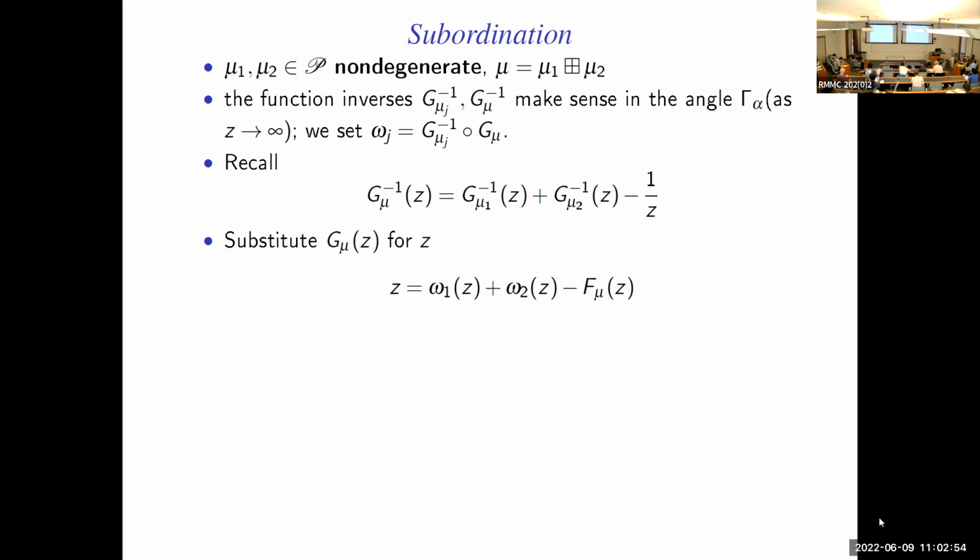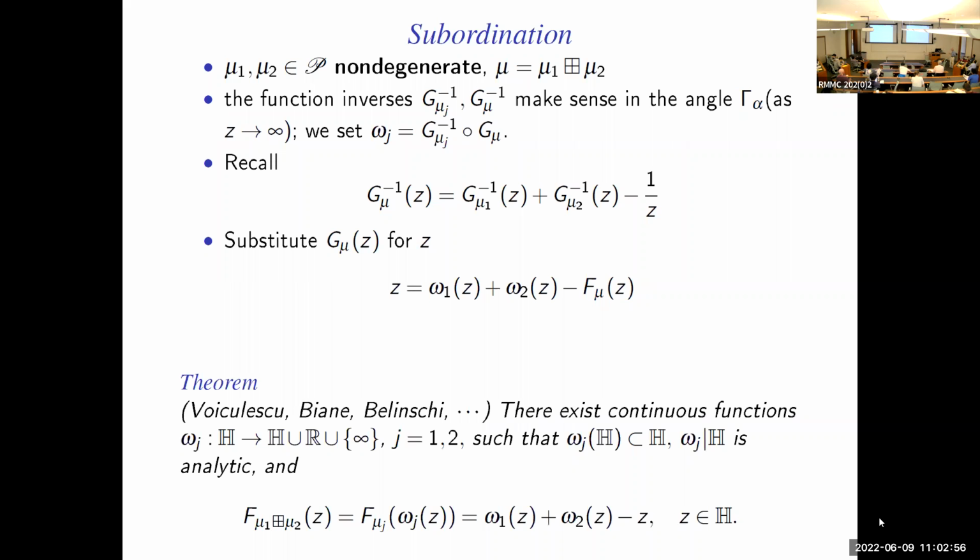And now there exists this theorem. We incorporate here results of Belinschi and so on and so forth. But I must emphasize that this perfected form of the theorem is only a few weeks old.